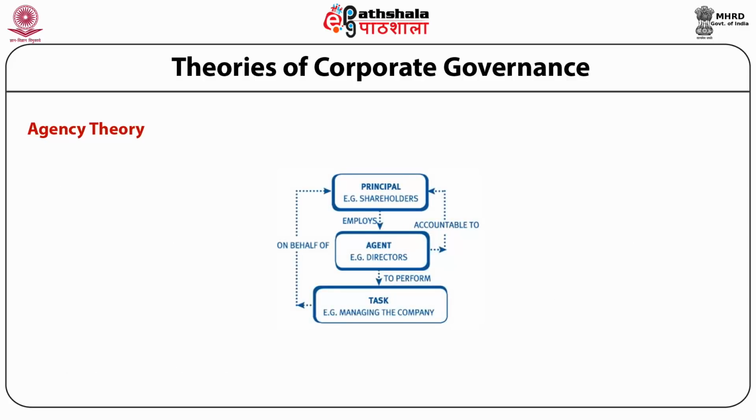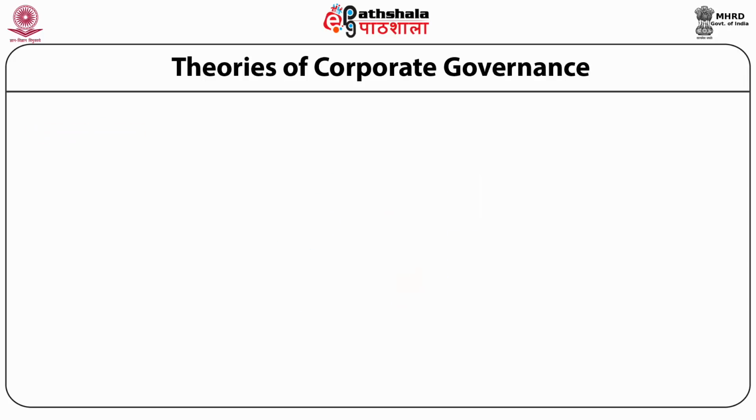As we can see from the figure, the principal, for example, the shareholders, employ the agents, that is the directors. And directors are expected to perform, and their task is to manage the company. So, the directors act on behalf of the shareholders and they are accountable to the shareholders. But ultimately, the managing of the company is done on behalf of the shareholders.